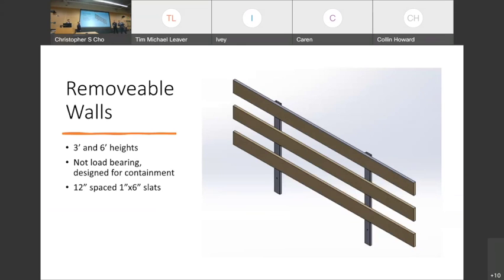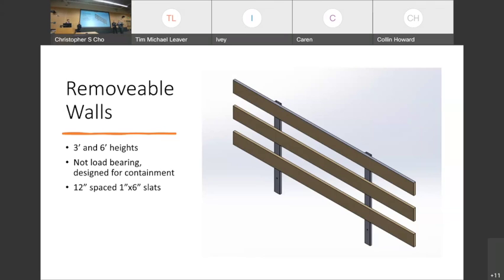So the next element of this trailer is going to be our removable walls. This is a very general concept for what we imagine the walls would look like. They're going to come in 3 foot and 6 foot heights. They're designed not necessarily to be load bearing, but more for containment. So if you have your 3 foot walls and your trailer set up in the short configuration, and you put a couch on it and the couch is sliding around in the trailer, the walls can withstand it, but significant amounts of force on the walls are not recommended for a vehicle.